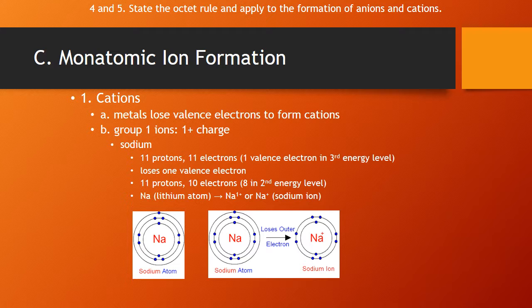So the net result here is we've gone from a sodium atom, oh, that should say sodium, that's a typo, not lithium. We've gone from a sodium atom to a sodium ion. And again, notice the way we write the formula for the ion, we still use the symbol Na for sodium, and then we either put 1 plus or plus as the superscript there to show that it has a charge to it.